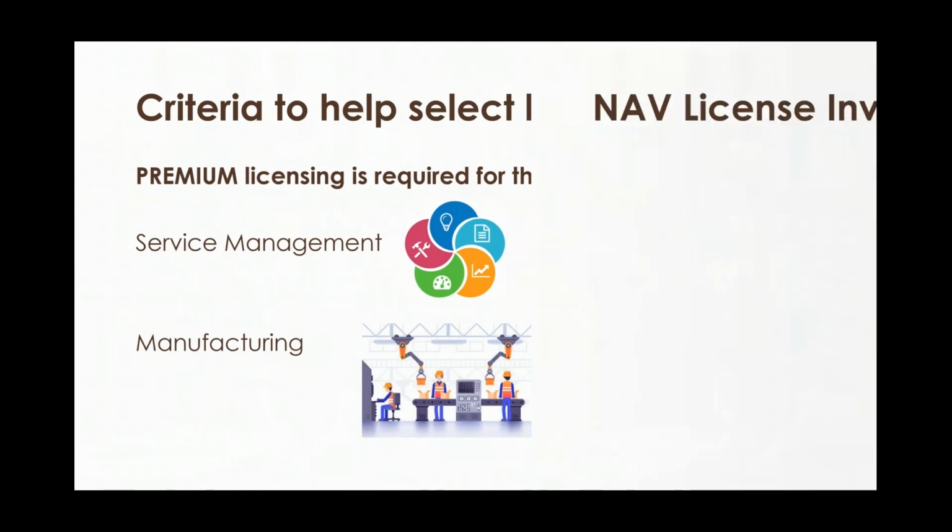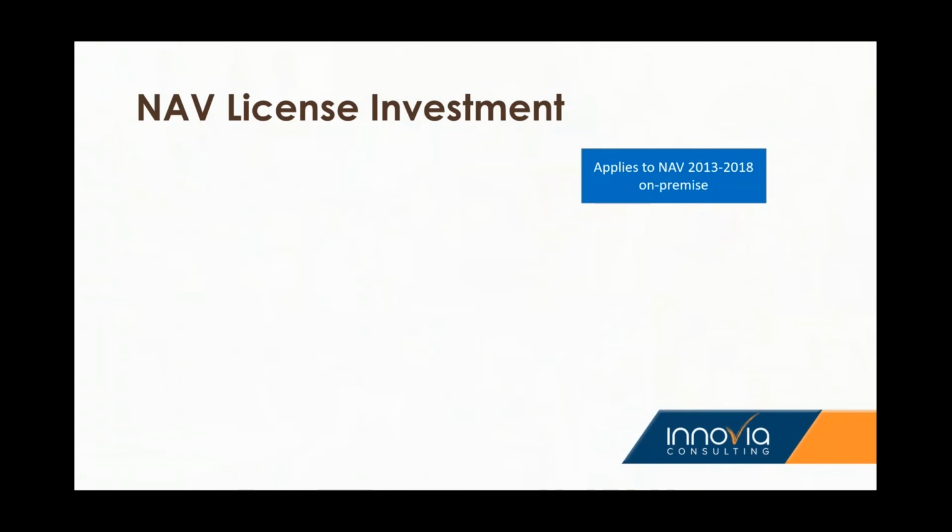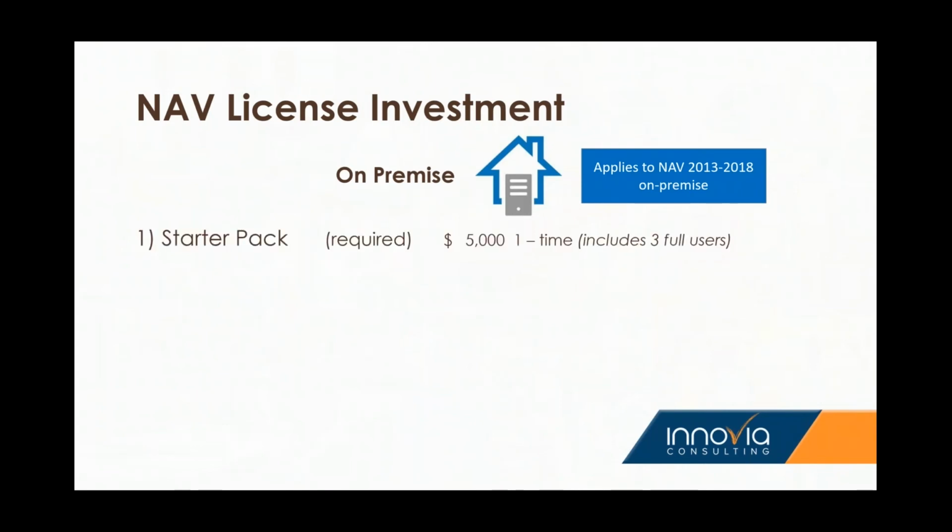Now let's take a look at the pricing. Okay, and this once again applies to NAV 2013 and 18 on-prem. So as I had mentioned, we have building blocks. The first building block was the starter pack, and that was required, and that's $5,000. People that did purchase NAV when they could would have started off with it as long as it was NAV 2013 or above. They would have started with the starter pack, and they would have gotten 3 full user licenses. Now, for companies that are on the starter pack, and maybe they need service management or manufacturing, they can do a one-time purchase for $10,000 and get that additional functionality.